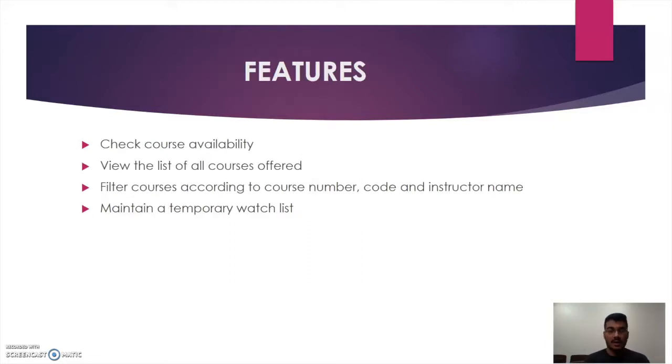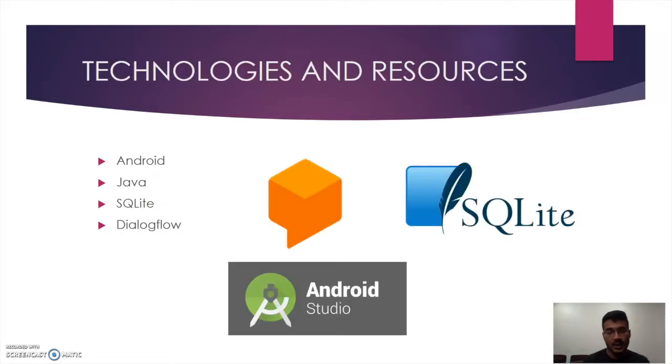The features included in our application are: we can check the course availability in the system, we can view the list of all the courses offered that semester, and we can filter the courses according to the course number, course code, and instructor's name, and maintain a temporary watch list. The technologies and resources that we used in the application were Android, Java, SQLite, and Dialogflow.